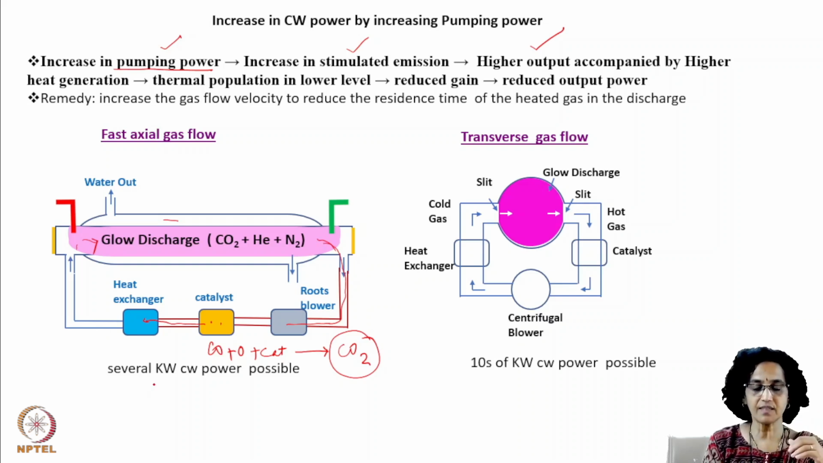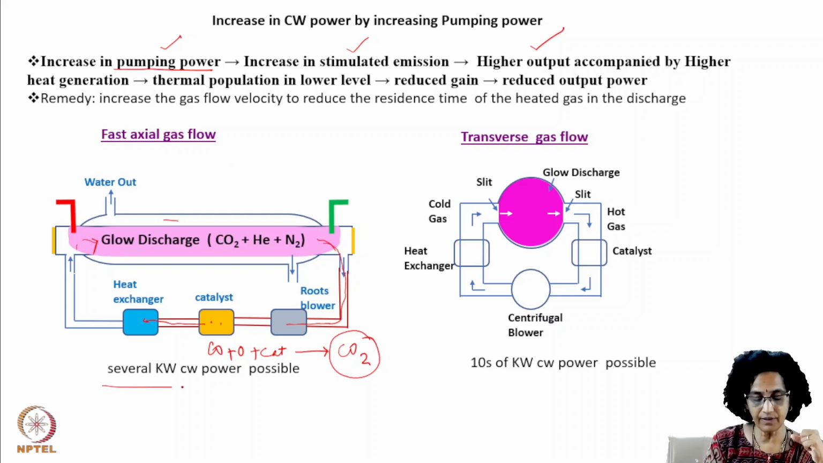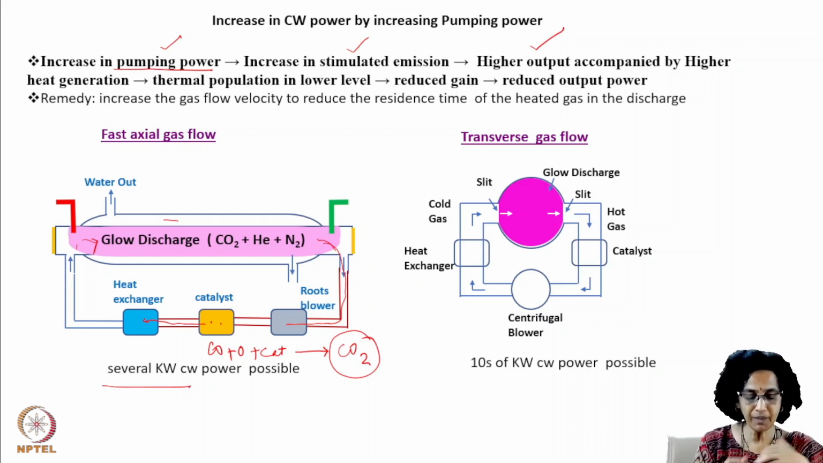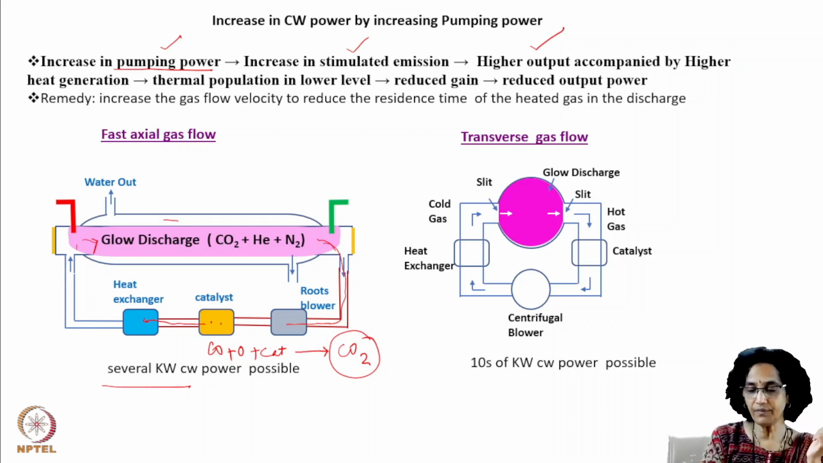So this is called a fast axial flow system. The gas flow is quite fast and it is also recirculated. And in this way, several kilowatts of CW output power is possible. But again, if you want to further increase, then what do you do? To increase further, what are we doing here? We are flowing the gas axially, meaning all along the length of the discharge tube.